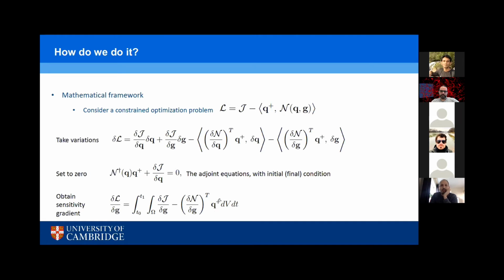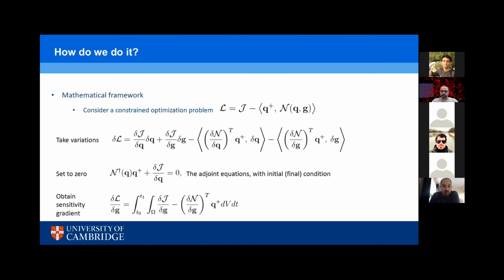I'm not sure, can you see when I move my mouse where I'm positioning it? Yes, we can see exactly what's going on. Okay, yeah, that's fine.